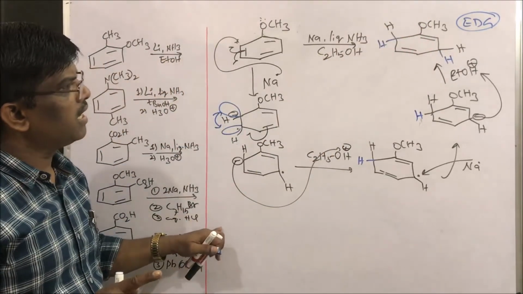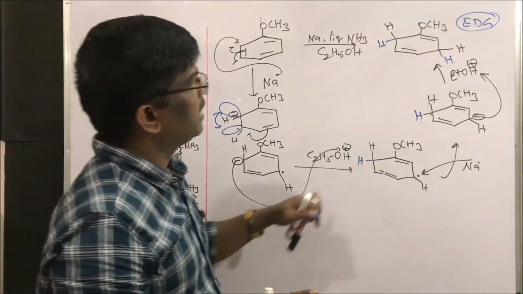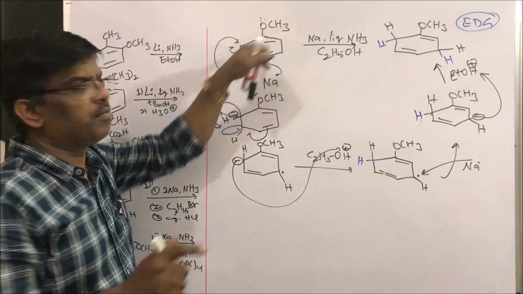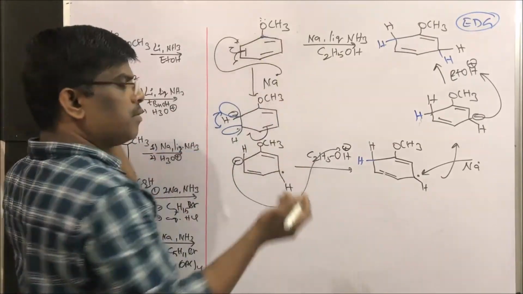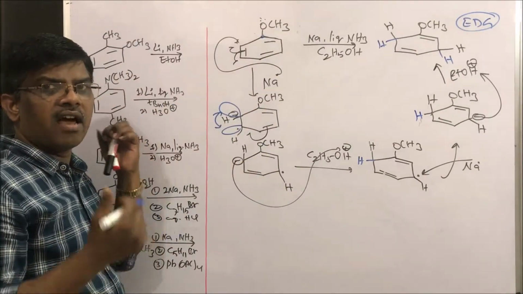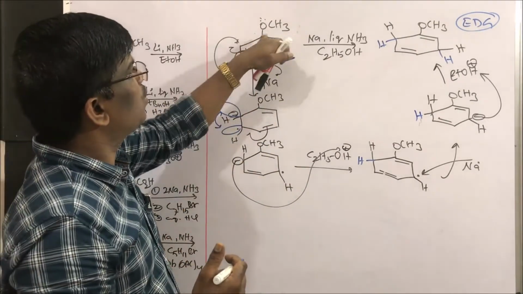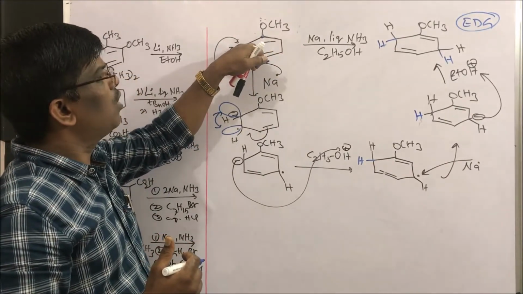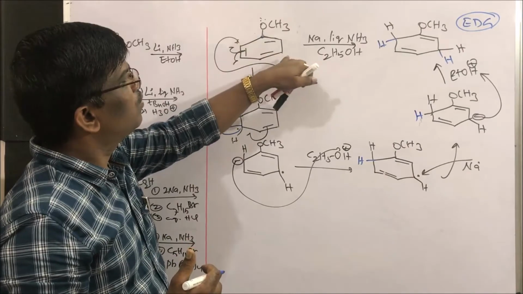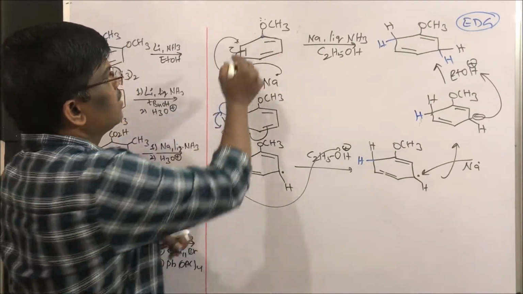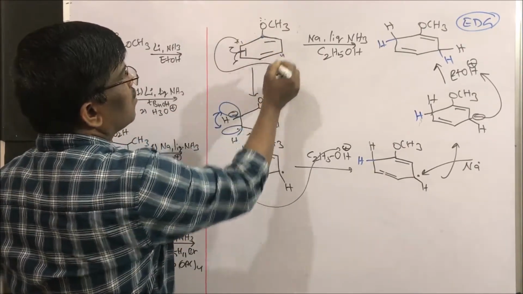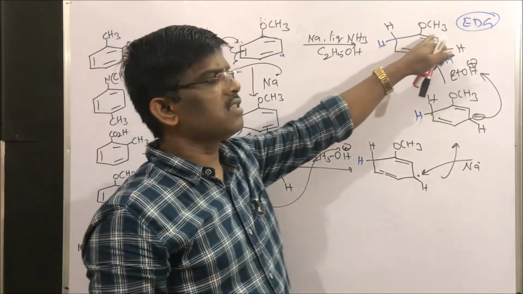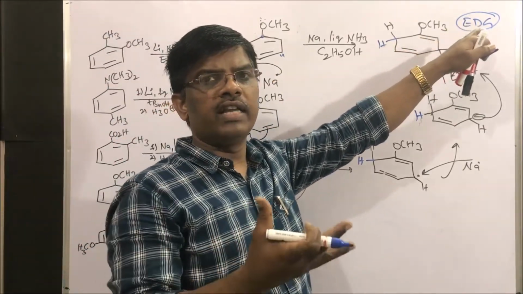So this is the mechanism. Since this carbon is electron excess, it is not going to accept the incoming radical ion. That is why reduction takes place ortho to the electron withdrawing group. If I take one position, then 1,4 addition takes place, and this one position is ortho to the electron donating group.